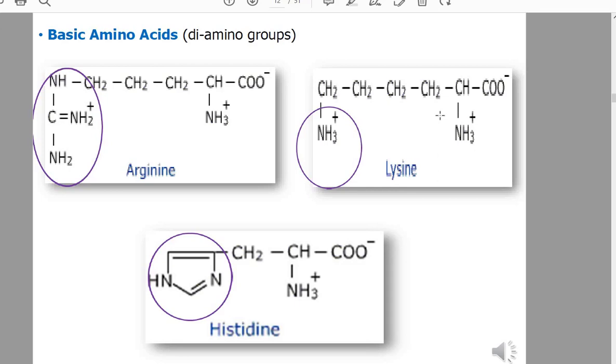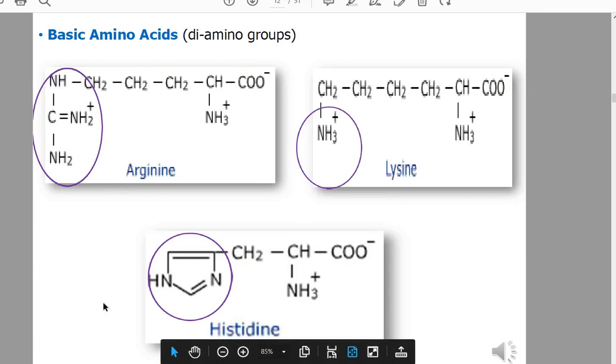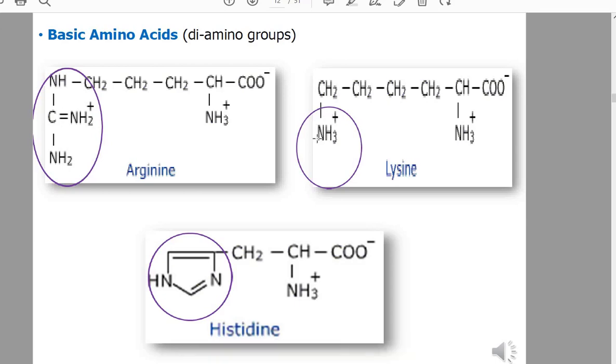In the basic amino acids, they have a diamino group, two amino groups, like those amino acids arginine, lysine and histidine. They have two amino groups, and this second amino group tends to gain a proton and carry a positive charge. This is a basic amino acid. When I ask you about basic amino acids, they are arginine, lysine and histidine.